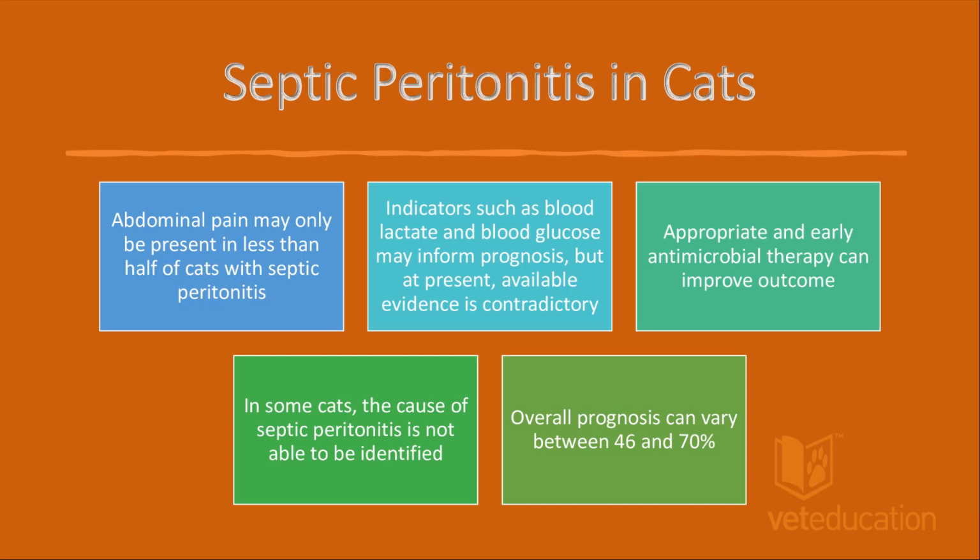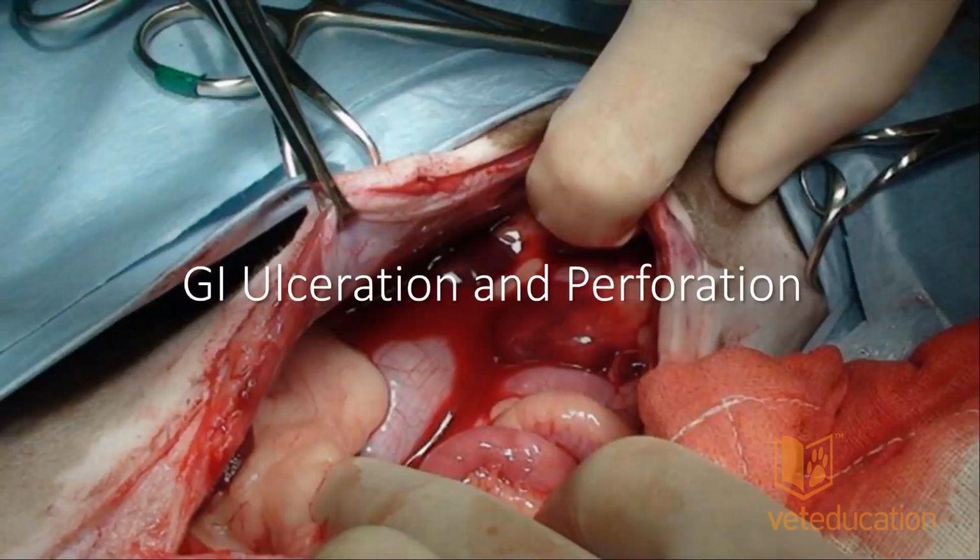In some cases, in cats with peritonitis, the cause is not able to be identified. This is something where we may open up a cat's abdomen because it's septic, and we look around and we can't find what's wrong, and it will cause you and I a lot of stress because we like to find something that we can fix, right? And sometimes that's not possible in our patients. So in some cases, the cause can't be identified. And overall prognosis, in these two studies, can be between 46 and 70%. So this is a serious disease, but it doesn't necessarily mean the patient is going to die.